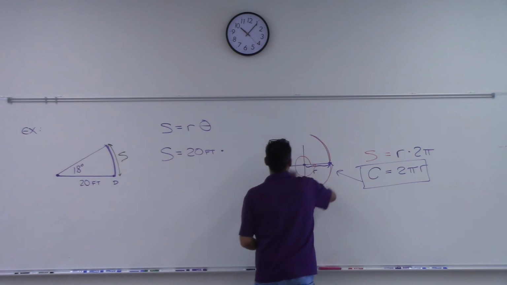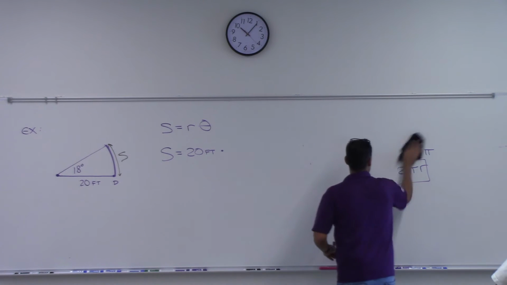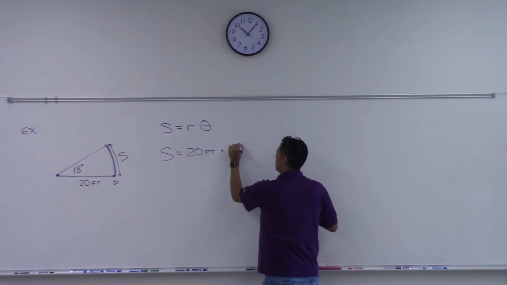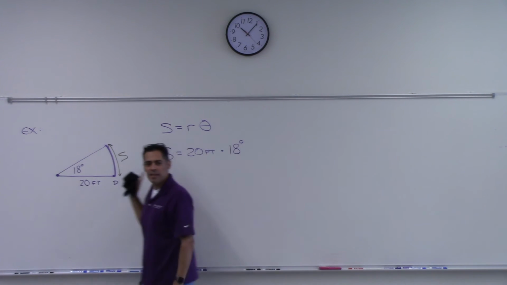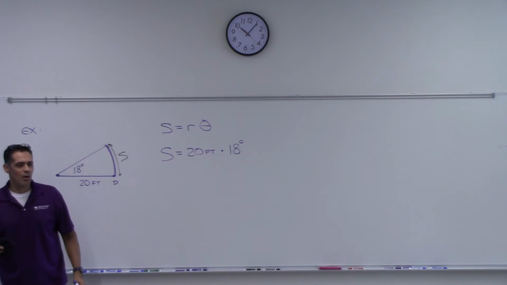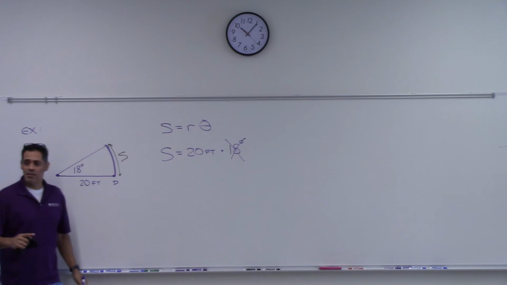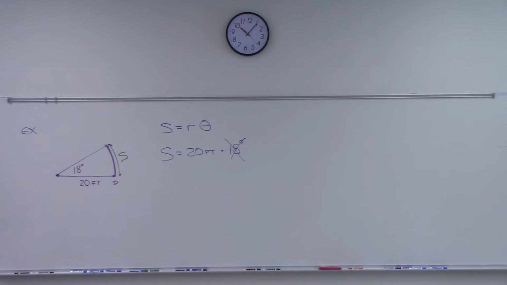Now, do you know the angle? Yes. 18 degrees, right? So times 18 degrees. So you just do 20 times 18? No, this is wrong, right? You cannot use degrees in this formula. It has to be in radians. It has to be in radians. Then you can use the formula.